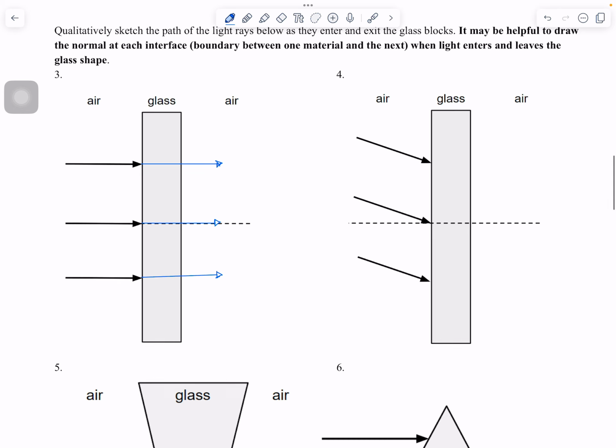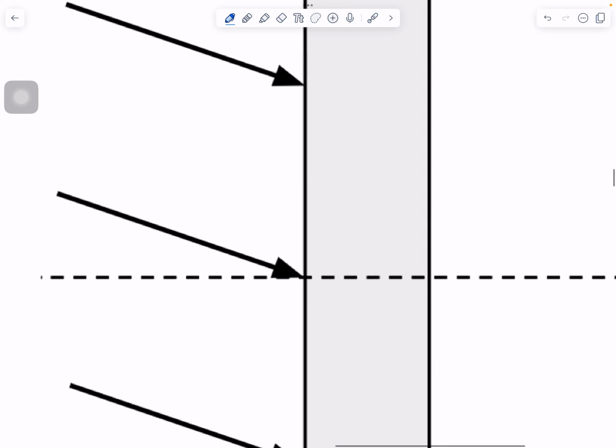Okay, next set. What's the first thing we're going to do? First thing we're going to do is draw the normal for this first block. Again, I want to ask you, is the ray going to go, I'm going to use different letters, M, N, or O? And the answer is it's going to go to N.